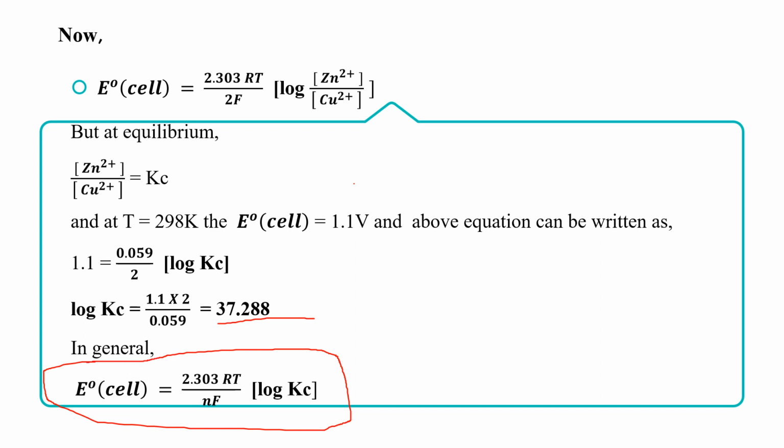So we can say that at equilibrium condition, the electrode potential of the cell is equal to 0, because there is no exchange of ions at equilibrium condition. And so when a cell attains equilibrium, we can only find the value of the standard electrode potential for the given cell. The value comes to be E naught of cell equal to 2.303 RT upon nF into log of Kc.